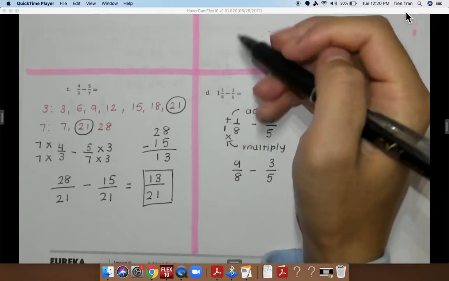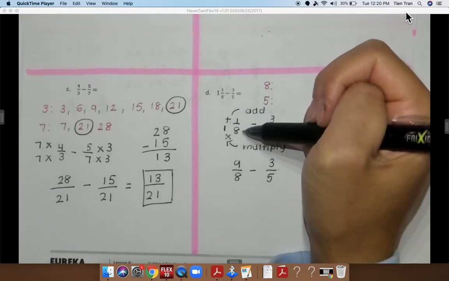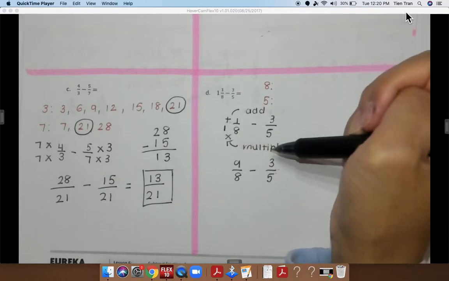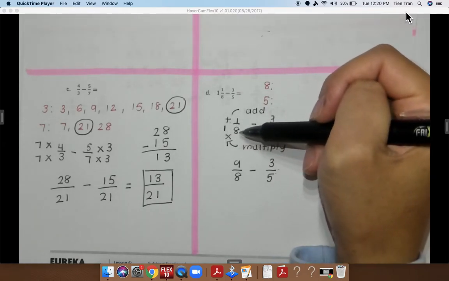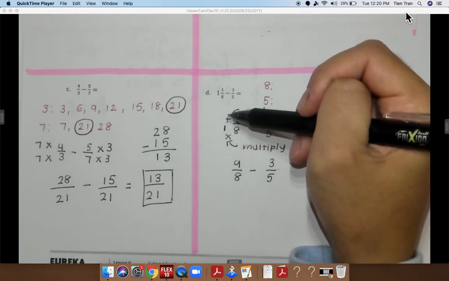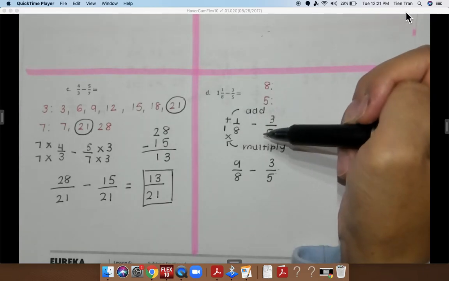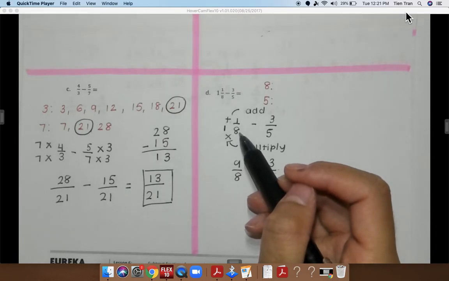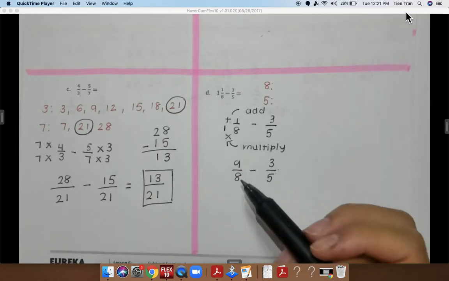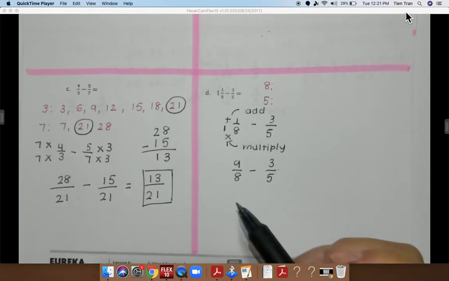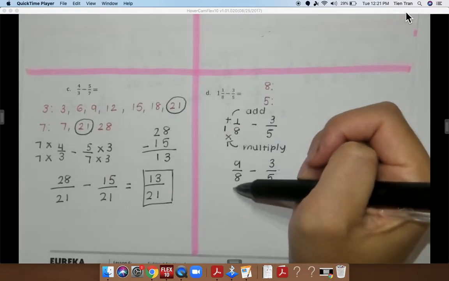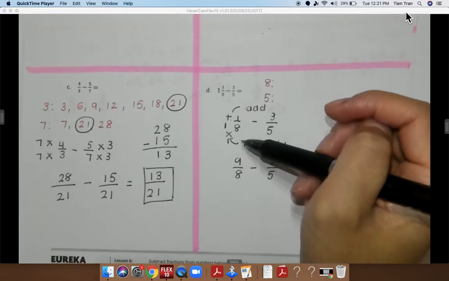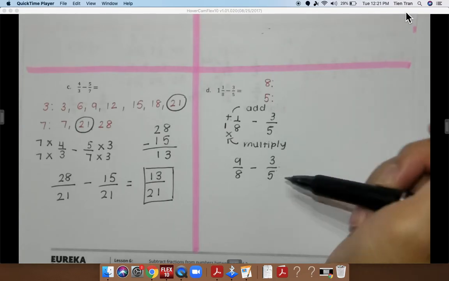Okay, so I have 1 and 1/8. What you're going to do is multiply 8 times 1. That's why I wrote multiply. 8 times 1 is equal to 8. And then 8 plus 1 is equal to 9. So 9 is the number that goes on top. And the number that goes on the bottom is your 8. It's going to stay the same. The denominator does not change. So now I changed it back to an improper fraction. I get 9/8 minus 3/5.